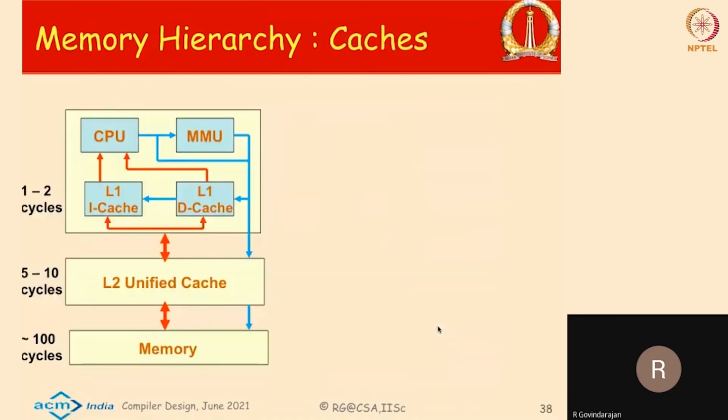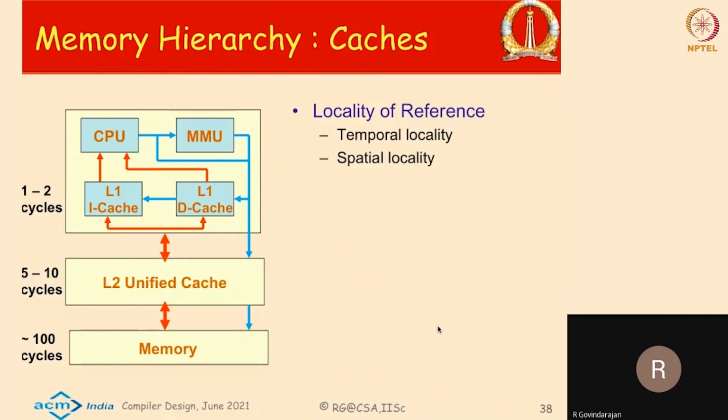And the reason the memory hierarchy works is because of the principle of locality. The principle of locality is essentially divided into temporal locality and spatial locality. In temporal locality, we talk about the same data item being accessed again and again in time. Therefore, if it is brought into the higher levels of the memory hierarchy like the L1 cache or the L2 cache, then it can be accessed much faster.